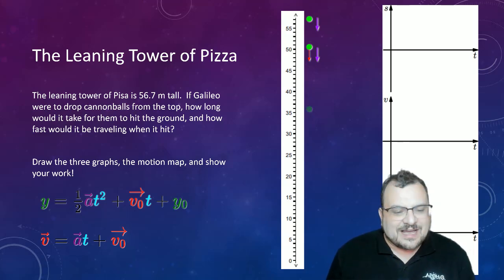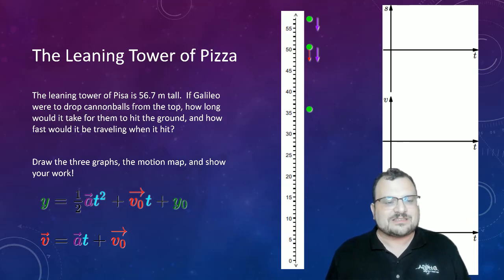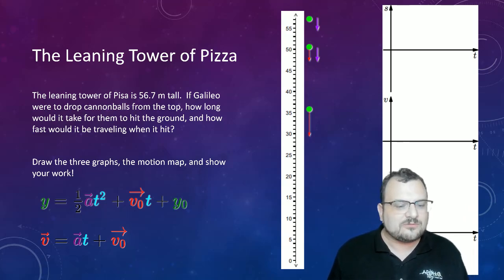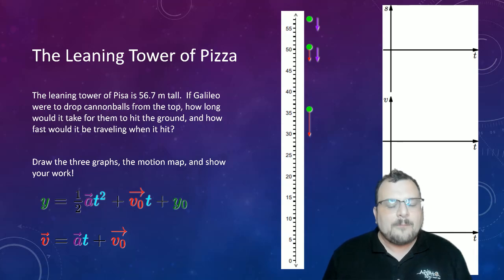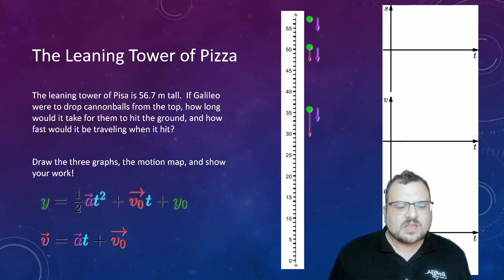Fast forward another second, now we're at about 36 meters. We have now doubled our velocity because we've been accelerating for 2 whole seconds, so we have twice the size of the arrow, but our acceleration again remains exactly the same at negative 9.8.